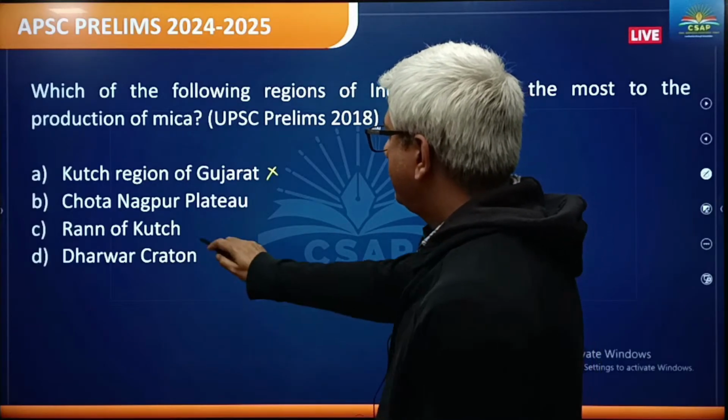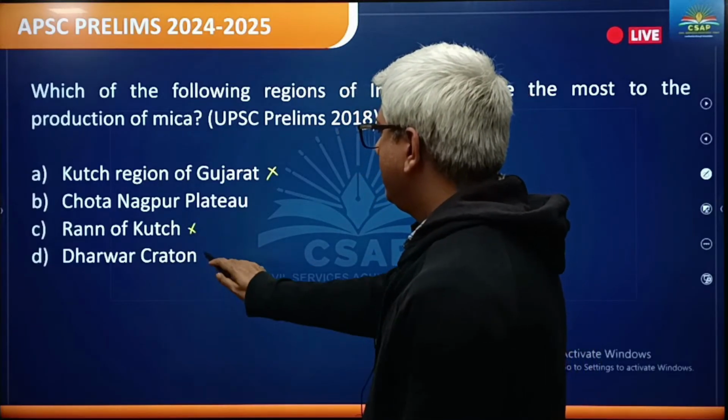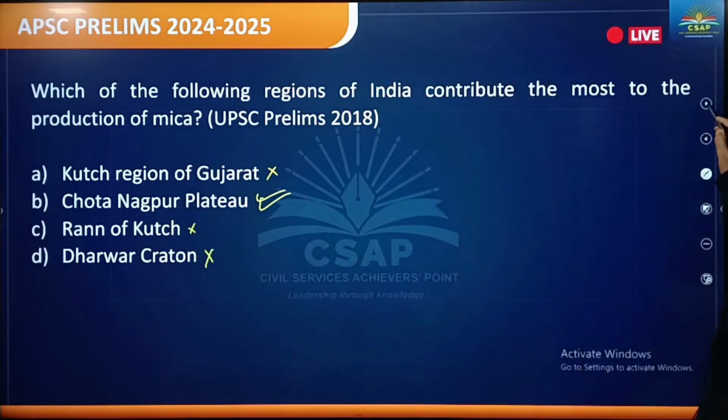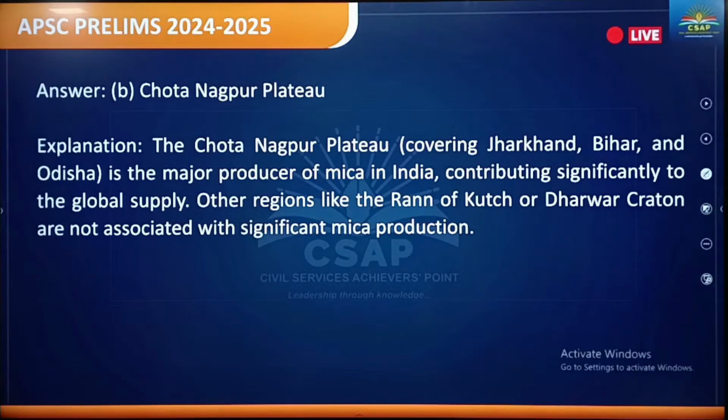Kutch, Rann of Kutch, same thing, it is not. Dharwar is not it, so it is the Chota Nagpur plateau. So the Chota Nagpur plateau covering Jharkhand, Bihar and Odisha is the major producer of mica in the country, contributing significantly to the global supply.